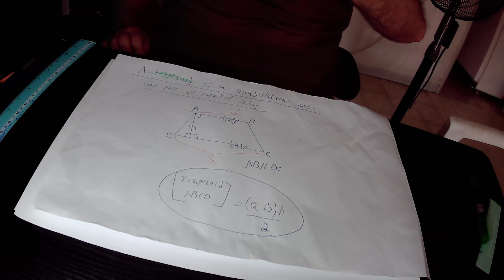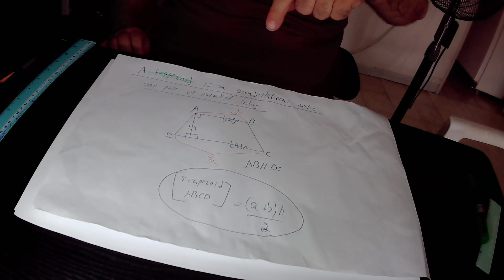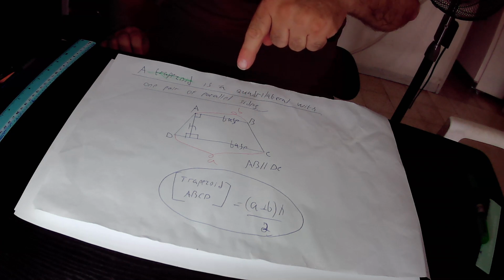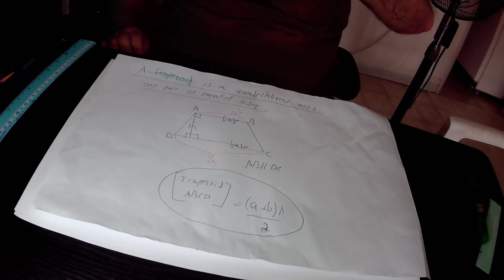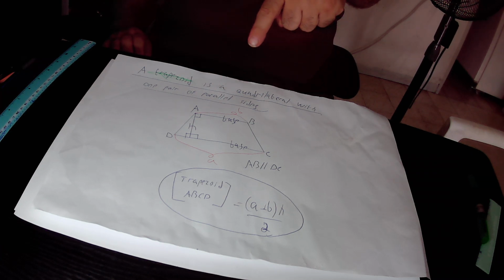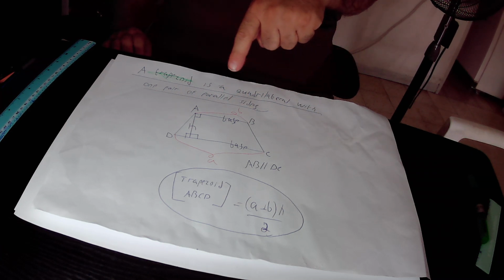then the area of this trapezoid ABCD will be equal to the sum of its two parallel sides, that is to say A plus B, times the height h over 2. So the area of the trapezoid is equal to the sum of its two parallel sides times the height h over 2. The height h must create 90 degrees with the two parallel bases.